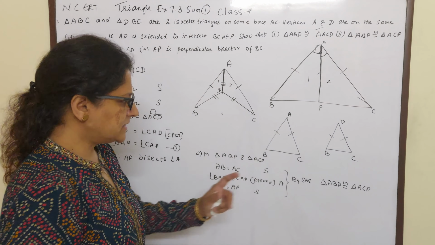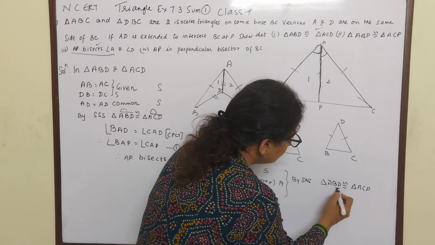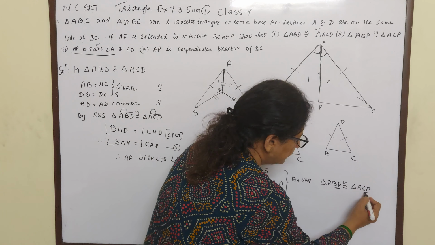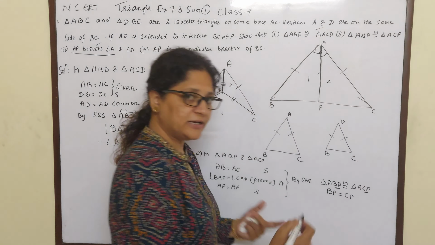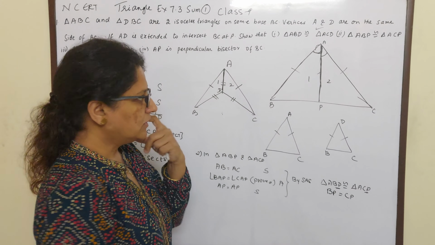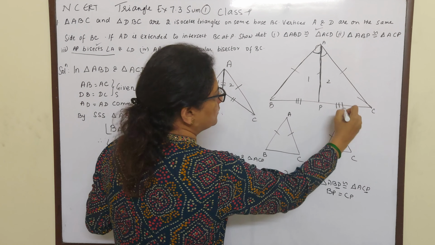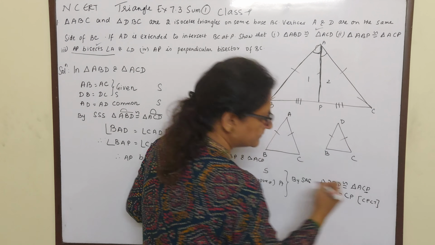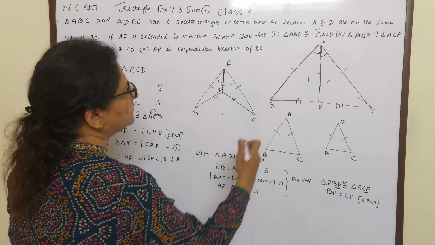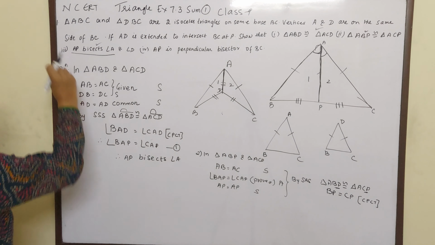Okay. Now from this I can see one thing, children, that BP is equal to CP. Why? Congruent parts of congruent triangles. And why do we need this? We will later come to know. So we can say BP is equal to CP, CPCT. Okay, now let us move. So we have proved this also. Easy. Now let us go to the third part.